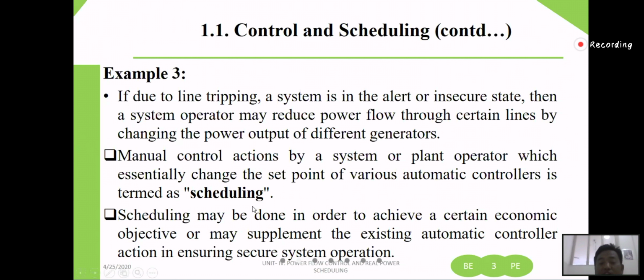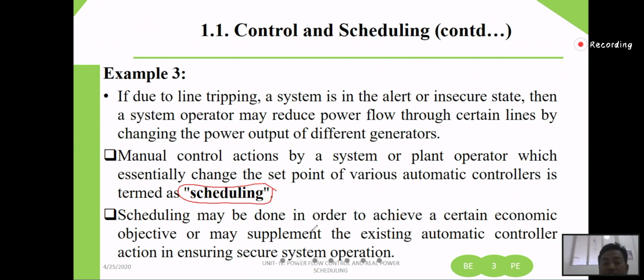So this manual control action by a system or a plant operator, which will essentially change the set point of various automatic controllers, is termed scheduling. Okay, so what is meant by scheduling? We have seen that we manually control certain reference values or set points, which are used in automatic controllers like the governor and AGC, by the system operator or a plant operator. This is known as scheduling. Okay, so you have to know what is meant by scheduling.